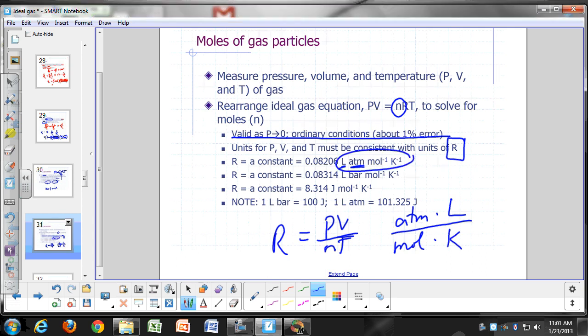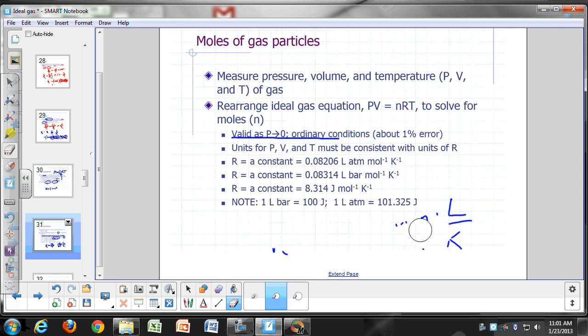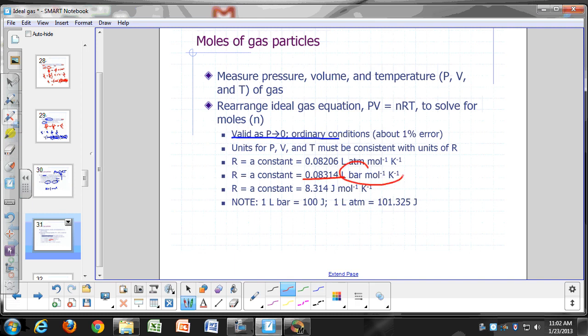If you want to memorize one number, the one that was recommended in your freshman chemistry class was 0.08206. If you memorize that number, then whatever pressure values you have, you change them to atmosphere. Whatever temperature you have, change it to Kelvin. Whatever volume you have, change it to liters. And you can ensure that you have consistency when you do your calculation. Now, since we're going to be using more SI units, you need to be familiar with this other number here. 0.08314 is what you get if you use liter bar per mole per Kelvin.